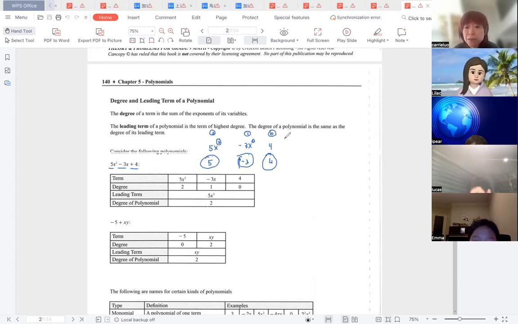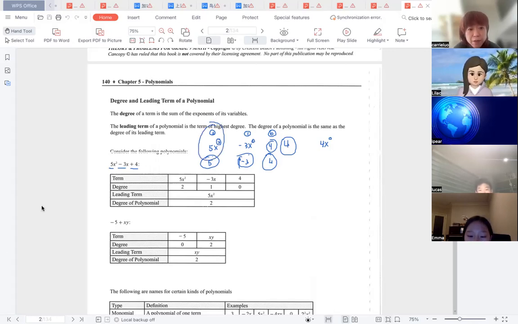Okay, when we're talking about the degree, it's always about the variable. So can you tell me where is the variable in 4? It looks like there's no variable at all, right? So you can just say it's 4x to the power 0. Get it, Daniel? A lot of students, when they go to high school, make mistakes on this part. Okay, so the leading term is the one with the highest exponent, which is 2.